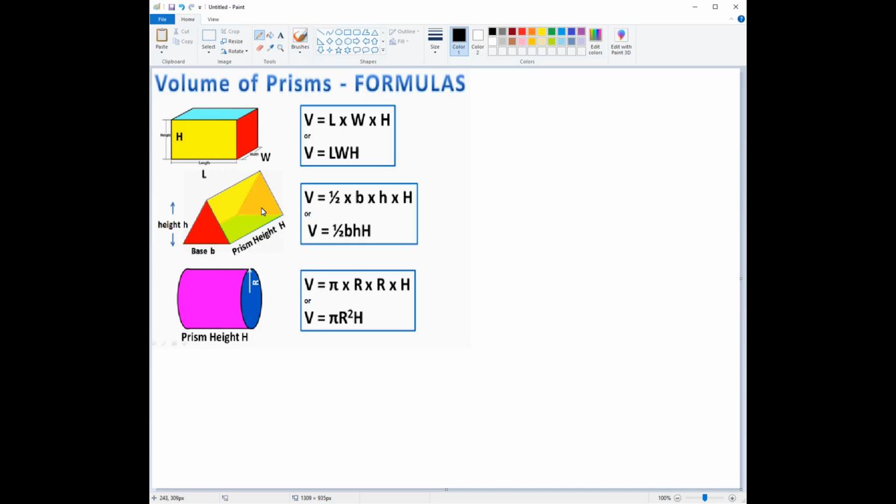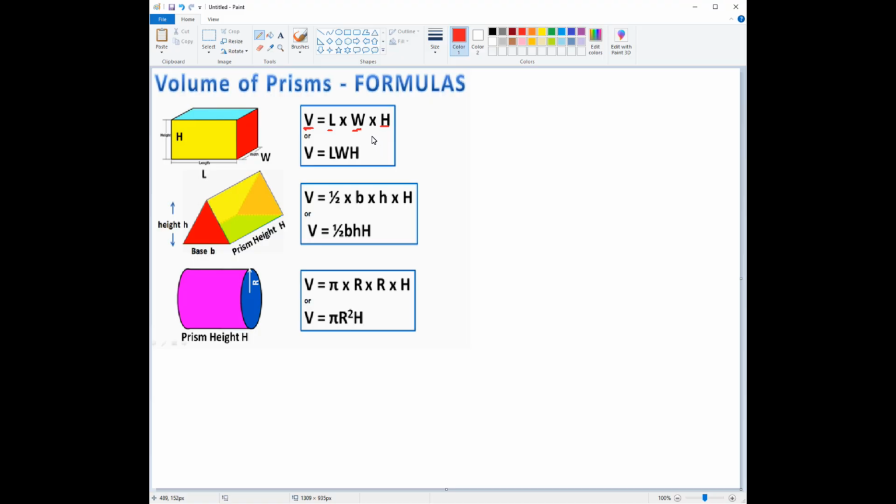So as we can see, there are three different prisms. The one on the top is, let's call it a box. Very, very straightforward. We multiply the three sides. So volume equals length multiplied by width multiplied by height. So assuming you have those three numbers, just multiply them and you get the result. So it's really that straightforward.